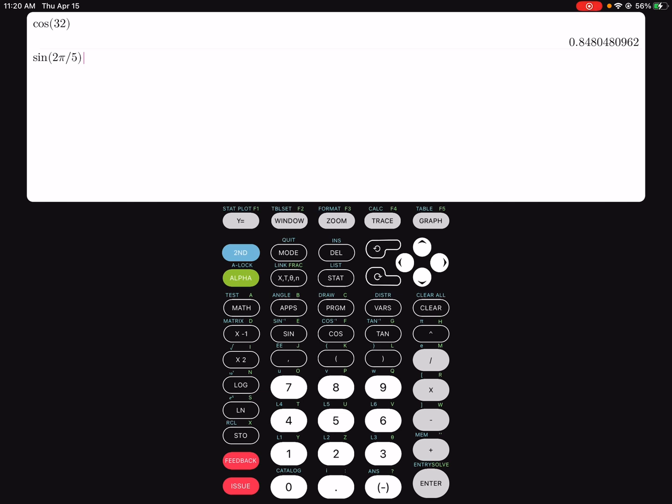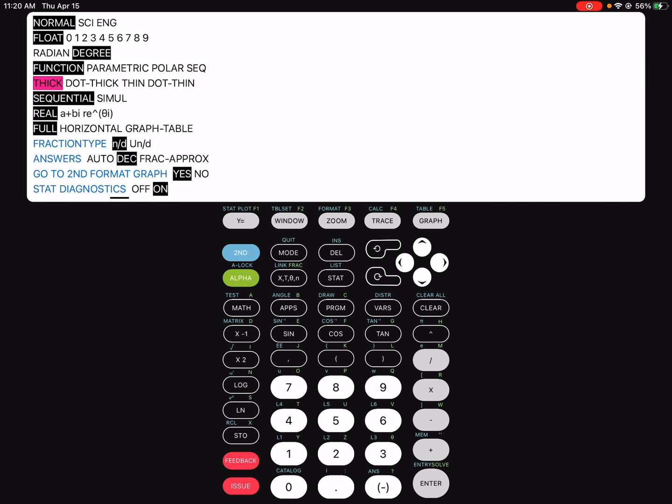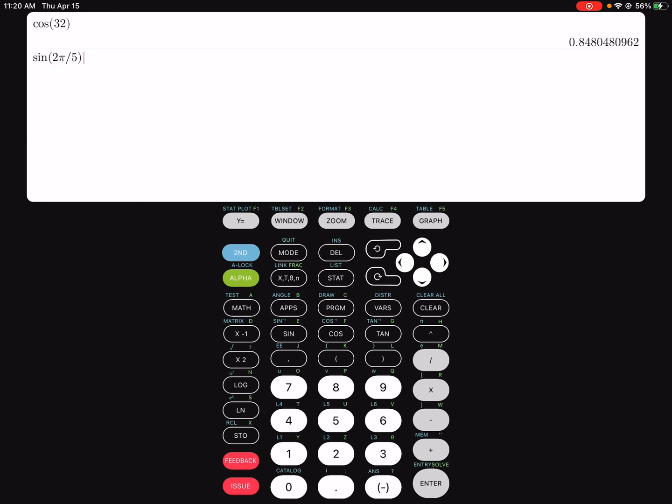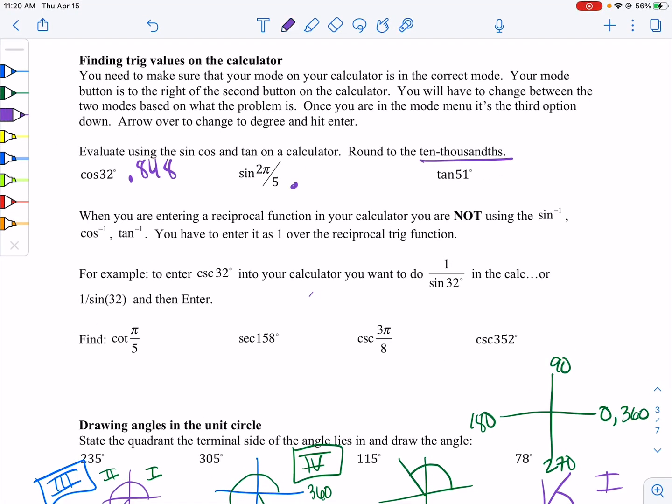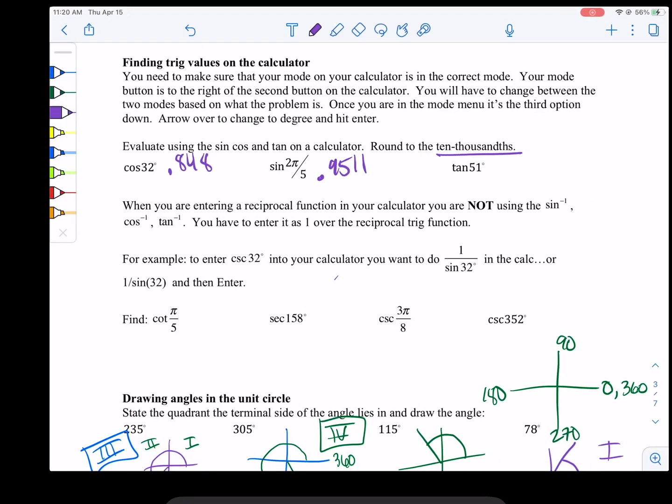Now I'm currently in degrees, so I need to switch and move it to radian. So I hit enter on radian and then I can quit out of that. And as long as I have it in radians before hitting enter, it will give me the correct answer. So 0.9510, after the 0 is a 5, so 0.9511. So this is 0.9511.